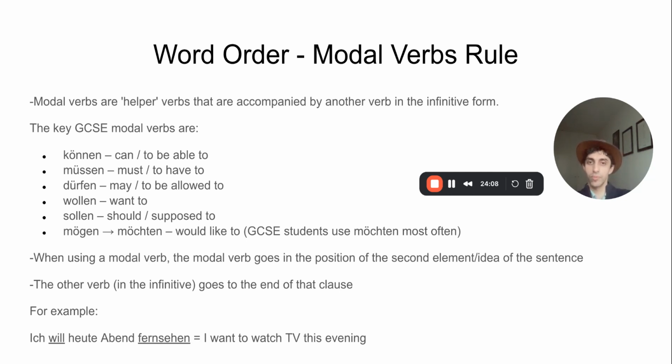So all of these will be accompanied by another verb, which would generally go in the infinitive form. And this rule is simply stating that that second verb that comes after the modal verb or helper verb goes right at the end of the sentence. So the modal verb occupies the position of the second element or the second idea of the sentence, as the conjugated verb in a main clause in German always has to do, as per the first rule that we went through today.